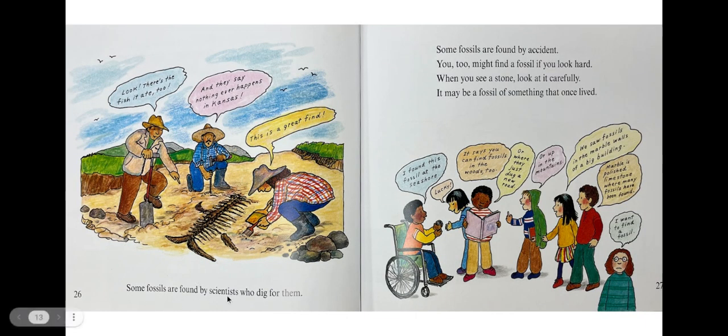Some fossils are found by scientists who dig for them. Look, there's the fish it ate too. And they say nothing ever happens in Kansas. This is a great find. So we've been learning about these scientists. These are called paleontologists. Some fossils are found by accident.